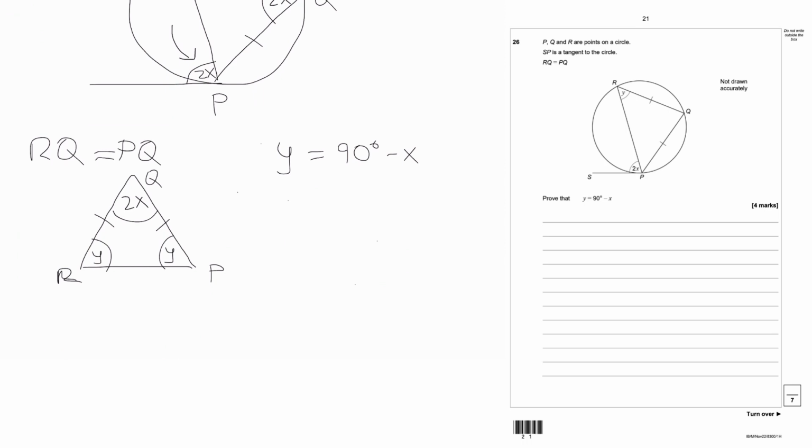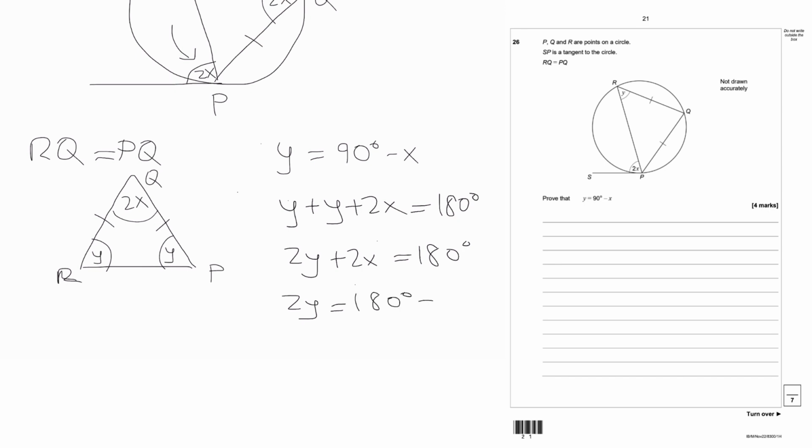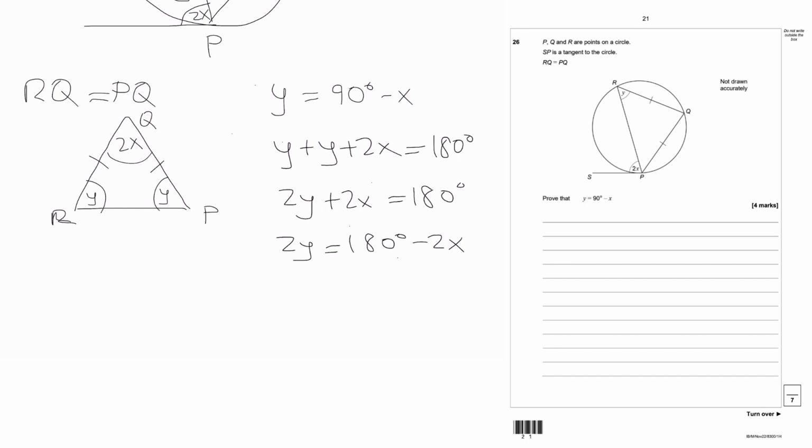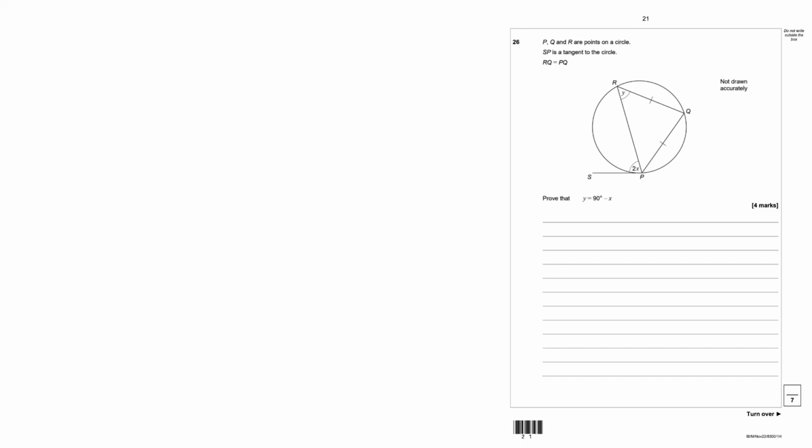So now we have 3 angles inside this isosceles triangle, which we know must add up to 180 degrees. So we can simplify this. So we have 2y plus 2x equals 180 degrees. Therefore, 2y equals 180 degrees minus 2x. And we can divide both sides by 2, and we get that y is equal to 90 degrees minus x.